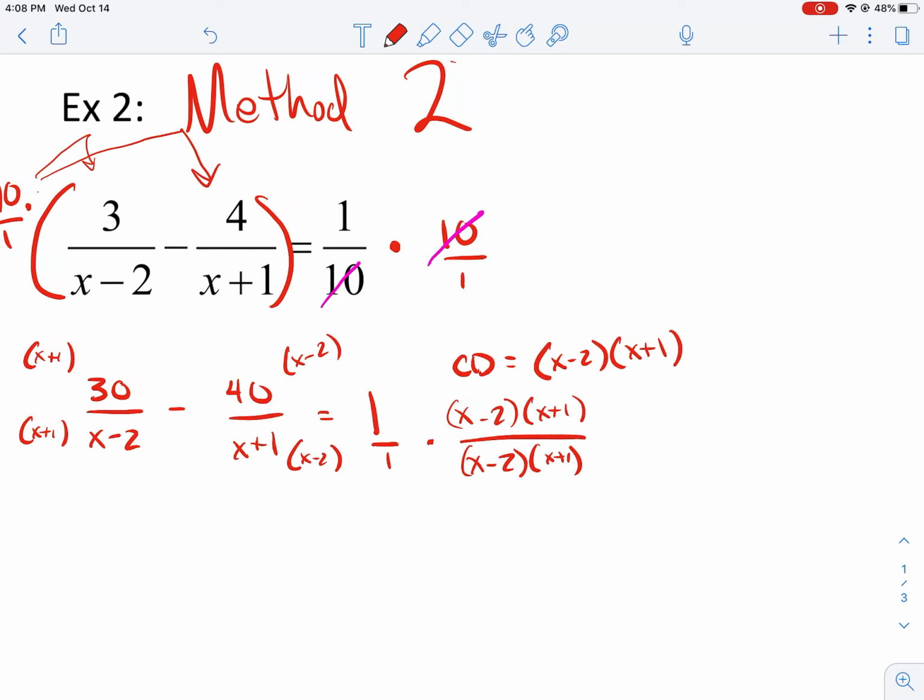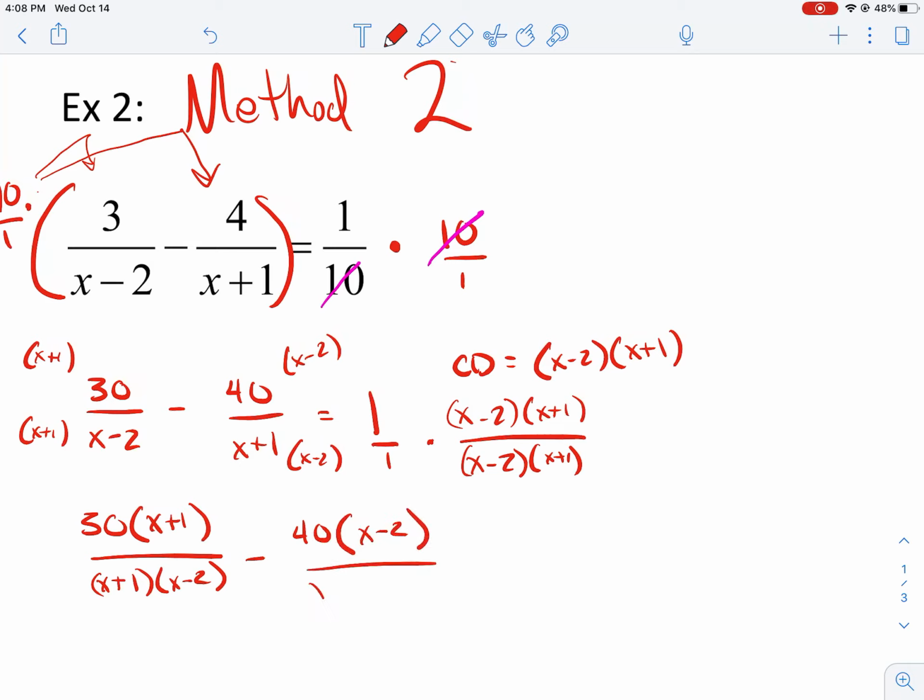Okay, so over here, I get 30 times x plus 1 over x plus 1, x minus 2. Over on this side, I got 40 times x minus 2 over x plus 1, x minus 2, all equal to x minus 2 times x plus 1 over x minus 2 times x plus 1.